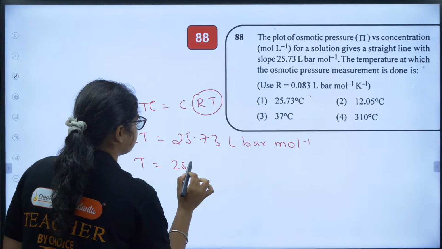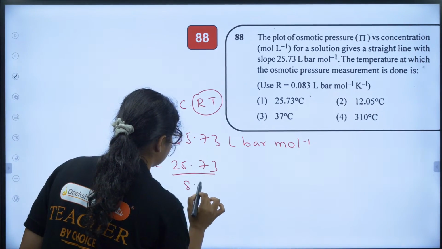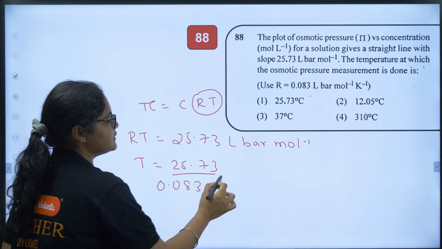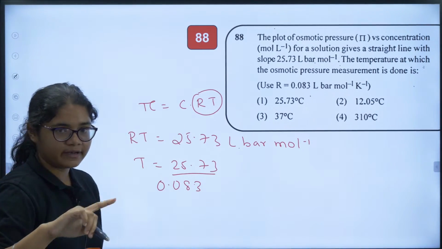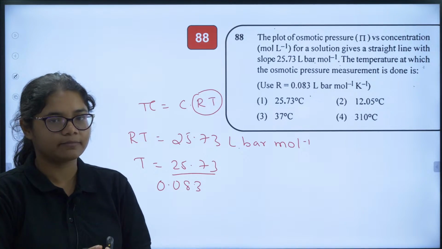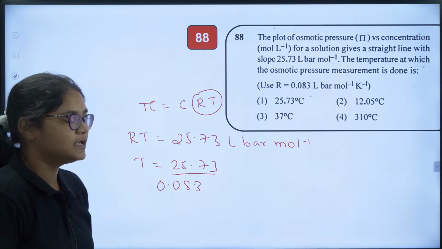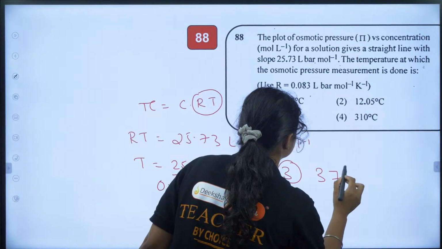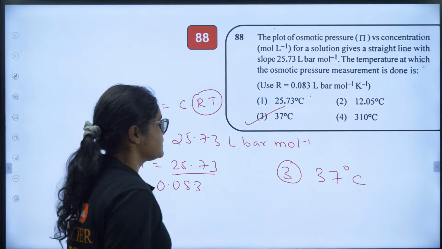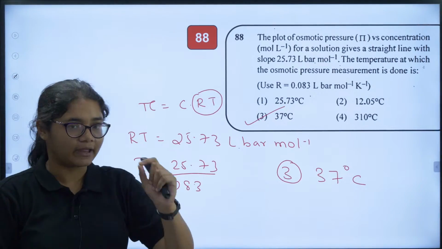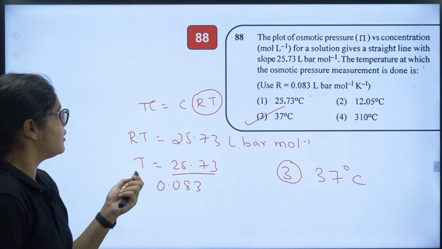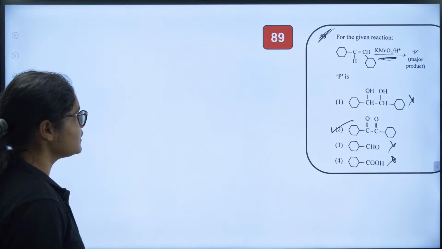So you have to divide 25.73 by 0.083, right? Now if you solve this, the answer you will be getting is in the units of Kelvin. So you have to subtract 273 from that to get the answer in Celsius. So the correct answer for this question will be option number C, that is 37 degrees Celsius. Okay, very easy question. The only place you might have made a mistake is if you do not convert it into Celsius. Okay, now let us see the next question.